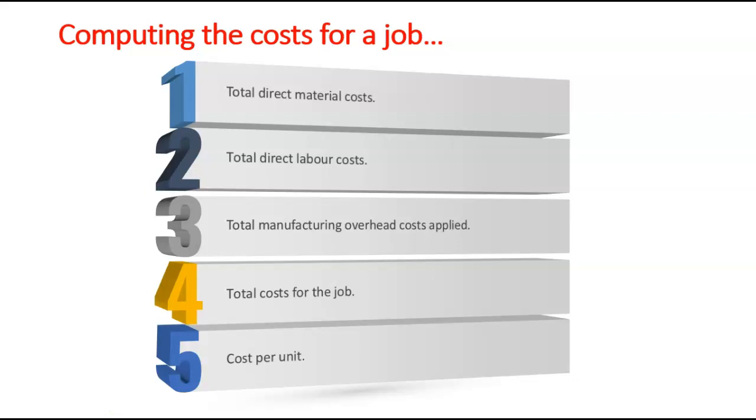As you can see from the slide, these are the basic steps to conduct job costing, and it is still the same as the previous one, where you start with identifying total direct material cost, followed by total direct labor cost, then total manufacturing overhead applied. This time using the departmental overhead rate. The summation of all three costs will give you the total cost for the job. You can then compute the cost per unit.